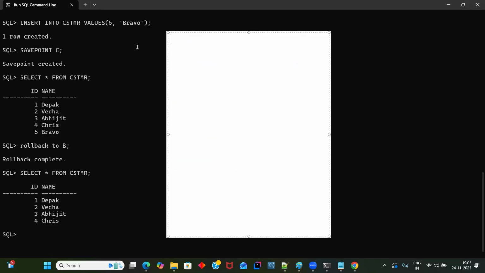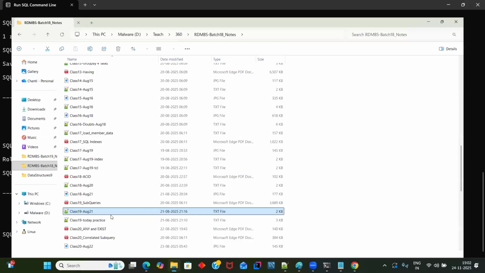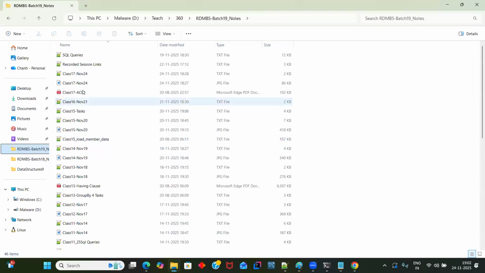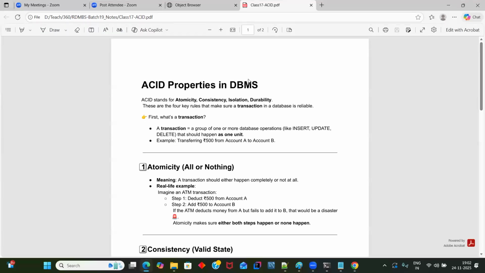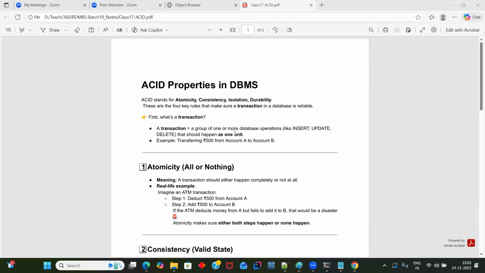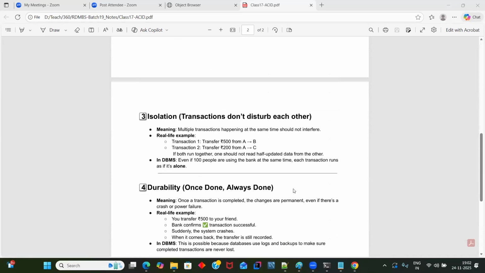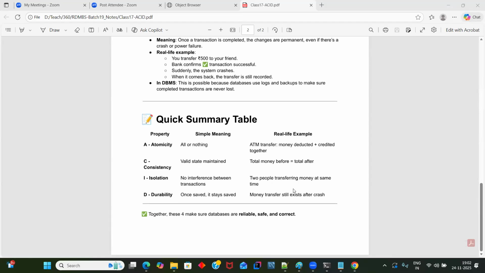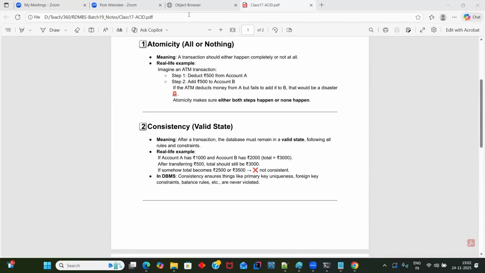So what do you do now? I'll be sending you one PDF. I prepared this at a very granular level. If you just spend 5 minutes, it's only two papers. If you spend some time, I'm sure you will understand what ACID properties and DBMS are. I prepared these notes at a very granular level. So that's all about the ACID properties.